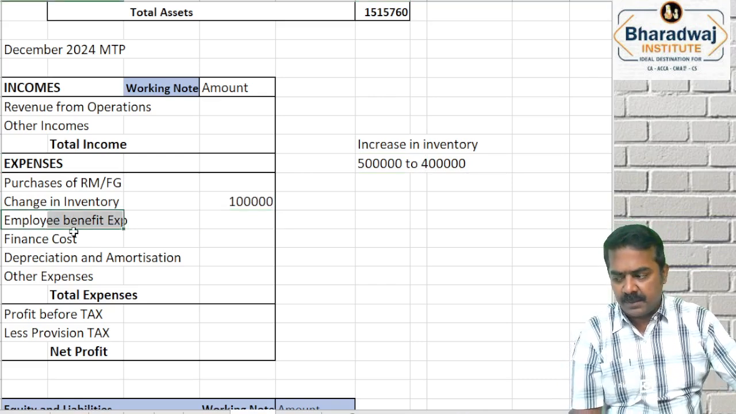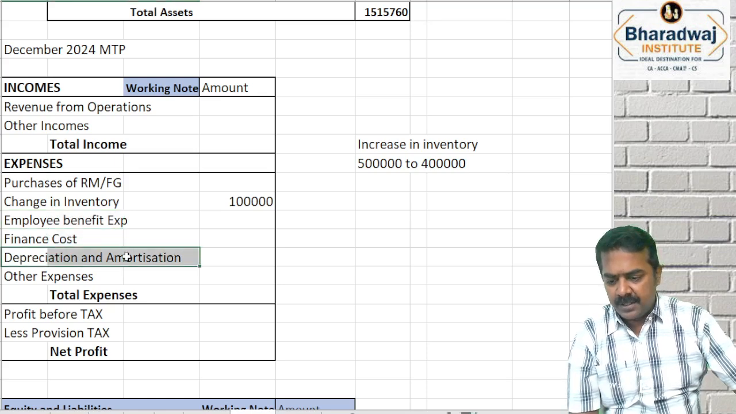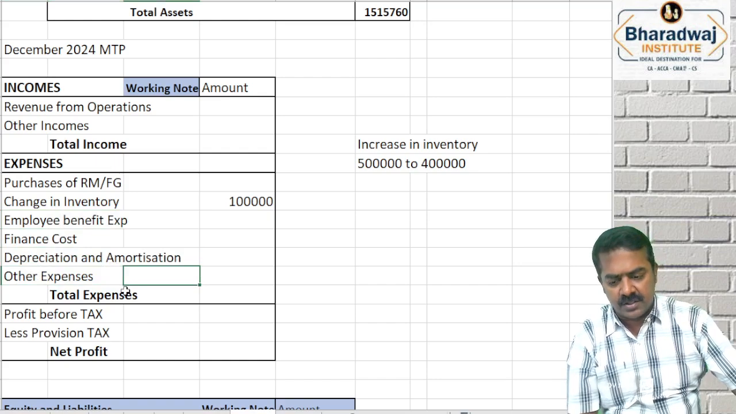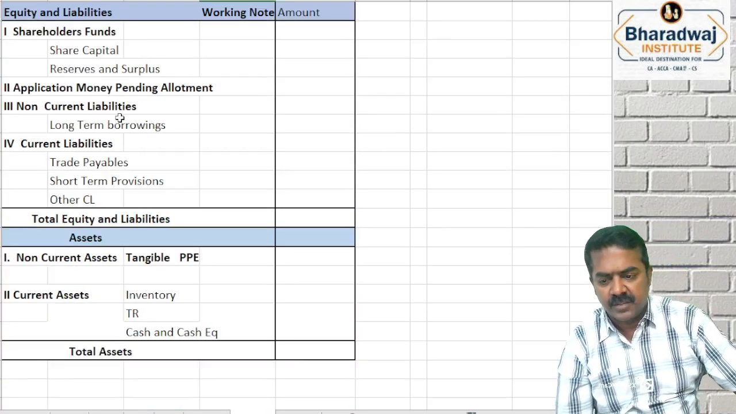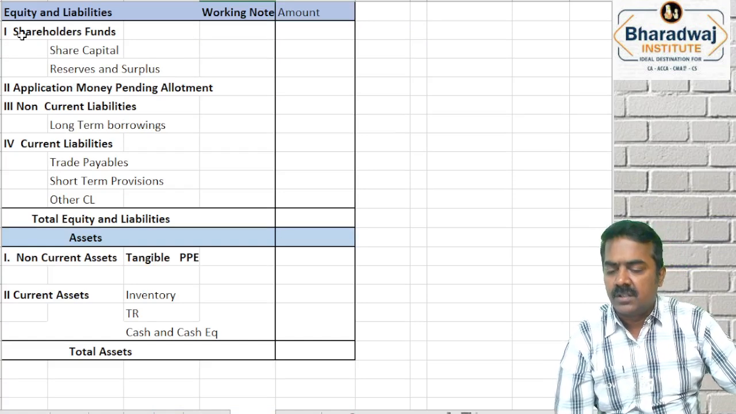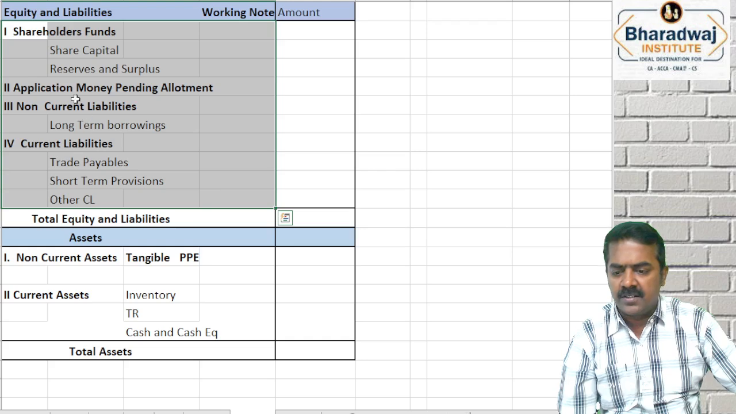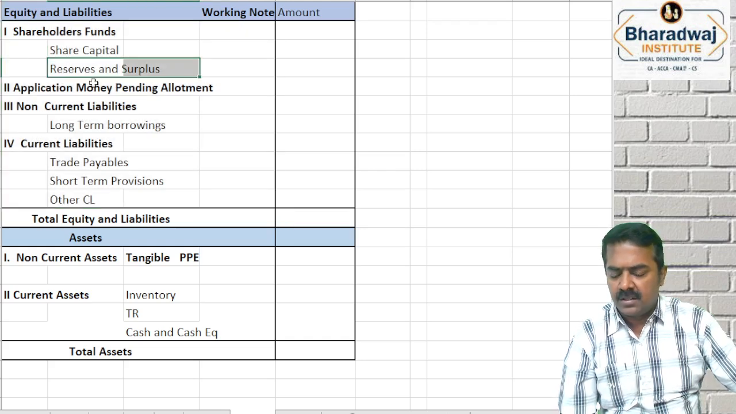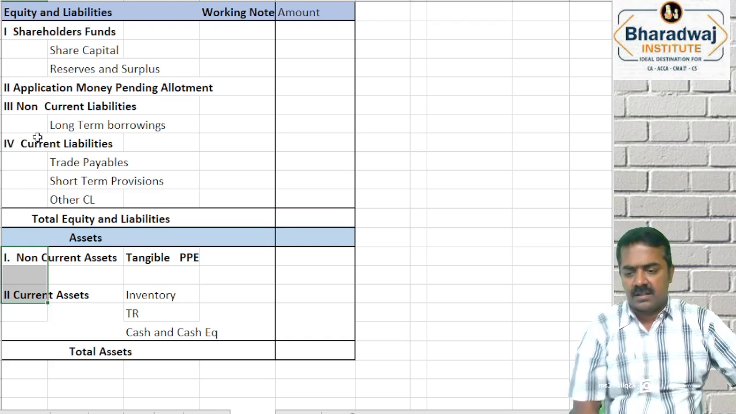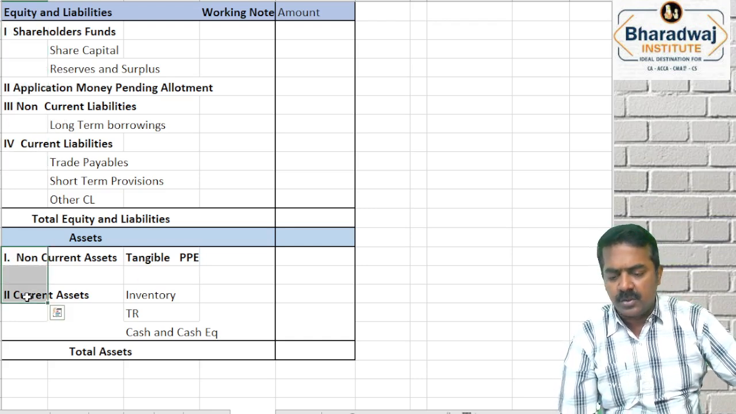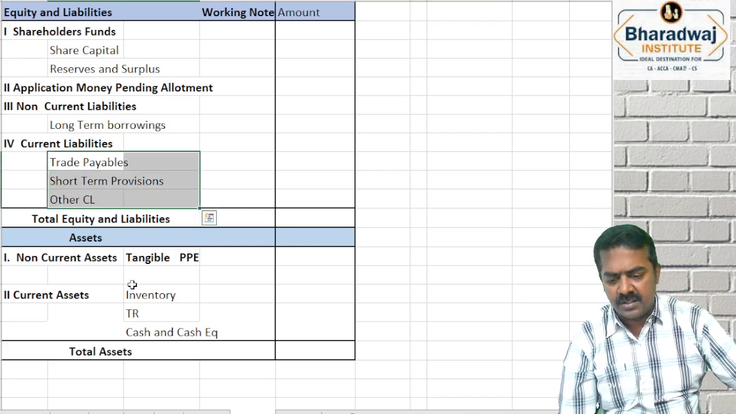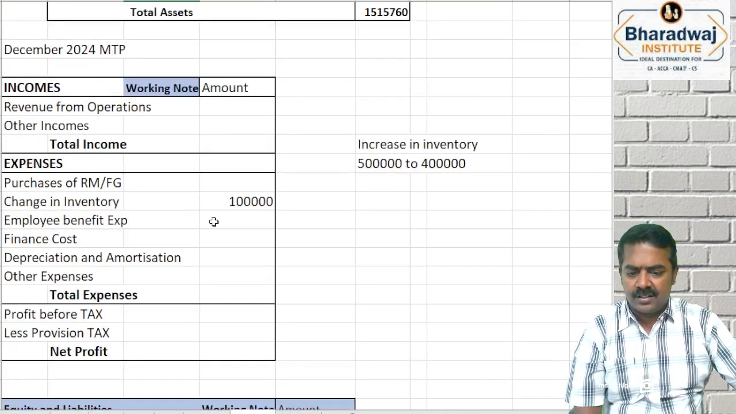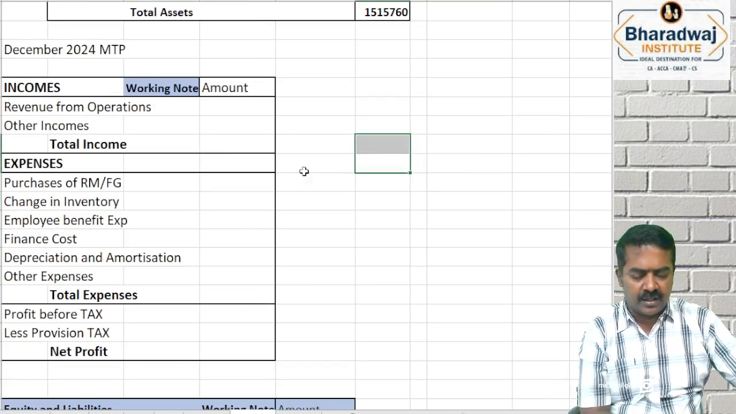Then employee benefit expenses, finance cost, depreciation and amortization, then other expenses. We include total of expenses. PBT minus provision for tax will give us net profit. Of course, we prepare the balance sheet with equity and liabilities, which includes share capital, reserves and surplus, then non-current and current liabilities, non-current assets and current assets, like that we represent. These four main headings and two headings on the asset side are important. Inside, if there is a line item, you write it, otherwise just ignore it. So this is just an introduction to the format of the final accounts.